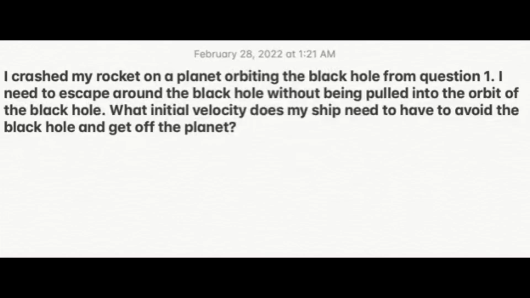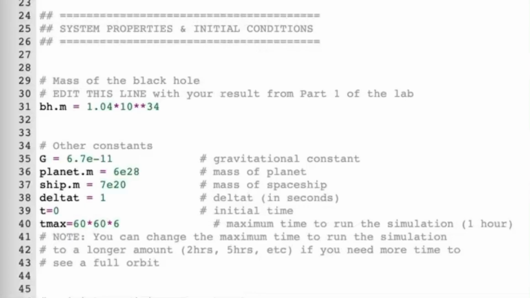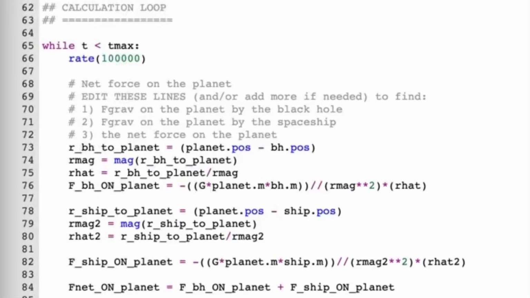Moving on to part 2 of the lab, I crashed my rocket on a planet orbiting the black hole from question 1. I need to escape around the black hole without being pulled into the orbit of the black hole. What initial velocity does my ship need to have to avoid the black hole and get off the planet? Using the starter code, I brought in the mass of the black hole as found in part 1 in line 31. I used Newton's universal law of gravitation to find Fgrav on the planet from both the ship and the black hole. For the sake of time, I'll give a brief overview of the code for one Fgrav calculation, as the others follow the same processes with different interacting variables.